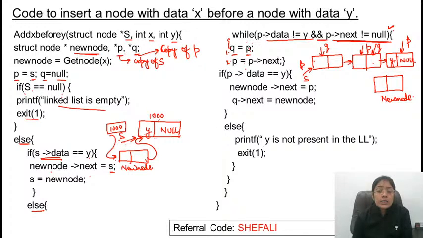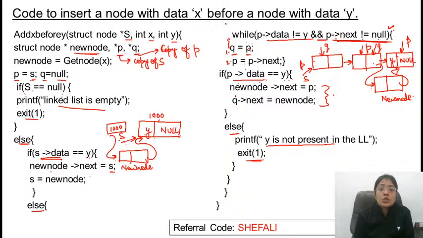Yes. So it is coming out of the loop. दो ही cases होंगे. It got the data y. अगर data y मिल गया, then adjust the pointers. New node of next is pointing to p and q of next is pointing to new node. You can change the order here, doesn't matter. And otherwise, this means that p of data is not equal to y, but p of next becomes null. कौन से केस में null होगा? When the linked list is over but you didn't get the node with data y. So it will simply print a message that y is not present in the linked list and it will exit from the function.